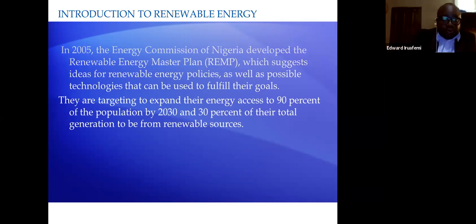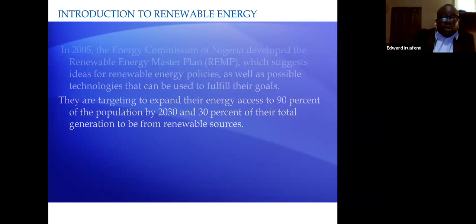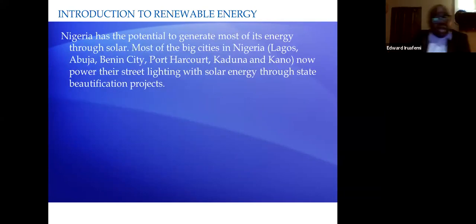Also, Nigeria has the potential to generate most of its energy through solar. Like Lagos, Abuja, Benin, and Port Harcourt, they now have most of this solar energy generation going on through beautification projects on most of their street lights. Like if you see Lagos now, they hardly turn on generators. They implement the solar energy to most of the street lights.